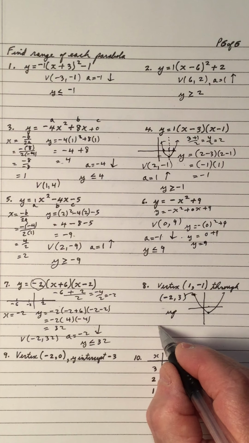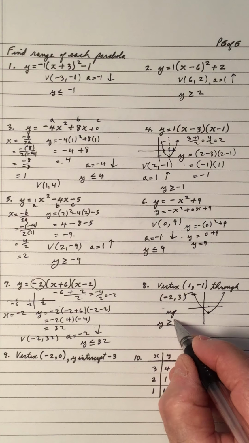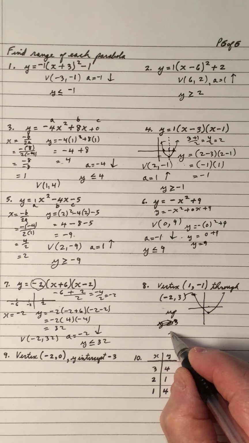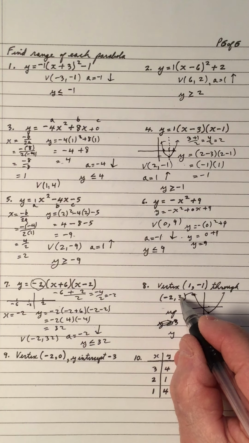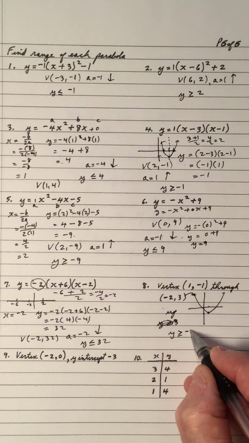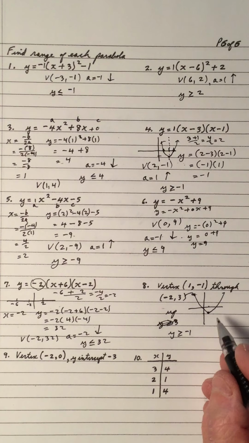That means the parabola is opening up. If it's opening up, the range is y is greater than or equal to the y value of the vertex. Sorry, I'm looking at this number. The y value of the vertex is y is greater than or equal to negative 1. Notice it goes up from the negative 1. That is your range.